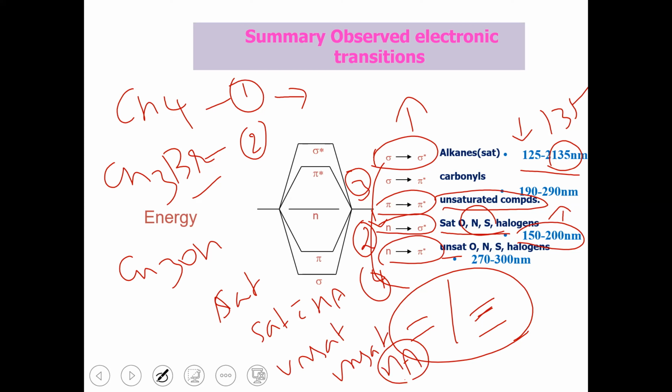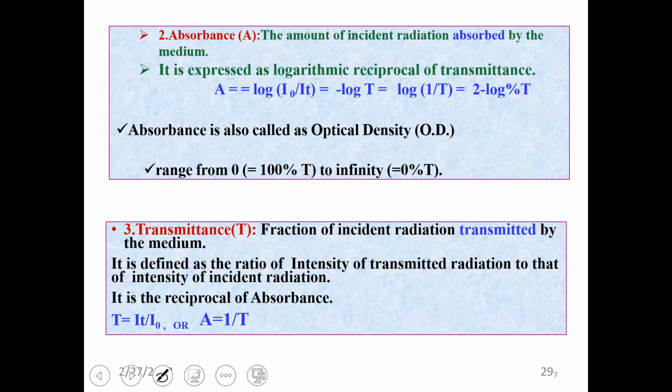So that's how you can classify the transitions, and quickly you can recall the wavelength range, and you can express the answers. And the next phenomenon is absorbance. You have 3 different formulas to calculate it. A is equal to minus log T, or log 1 by T, or 2 minus log percentage T.